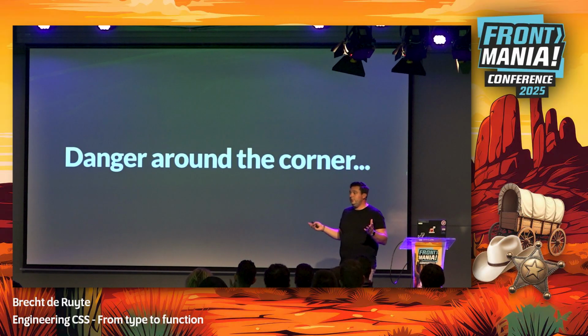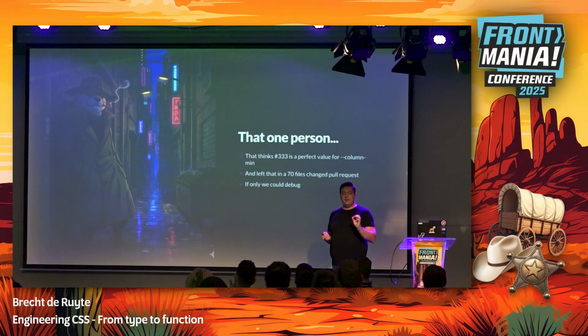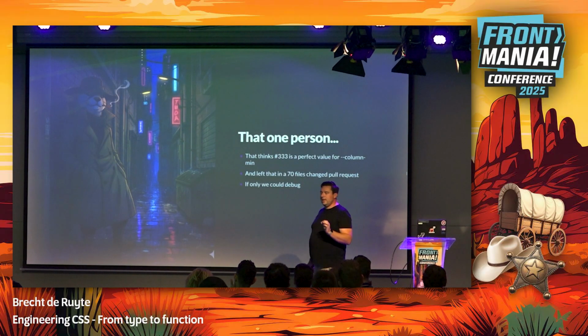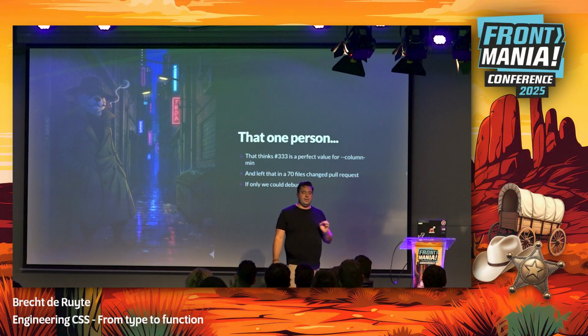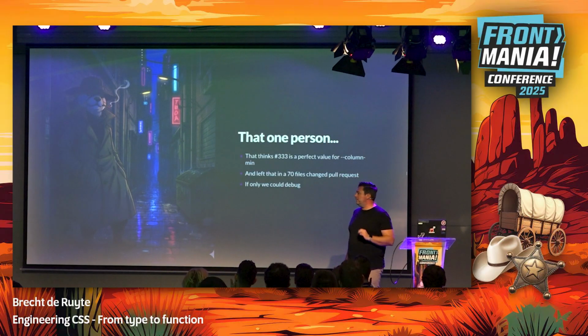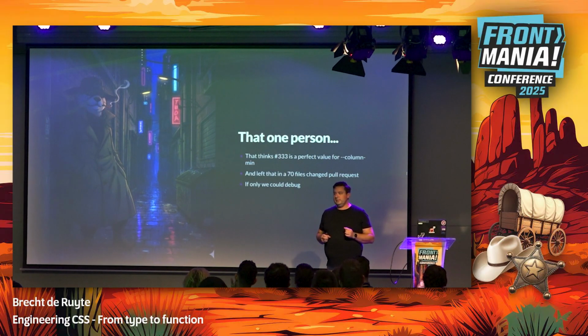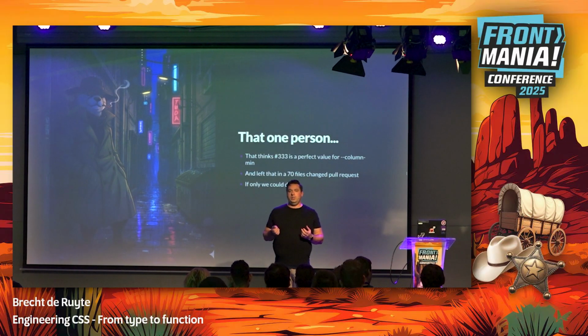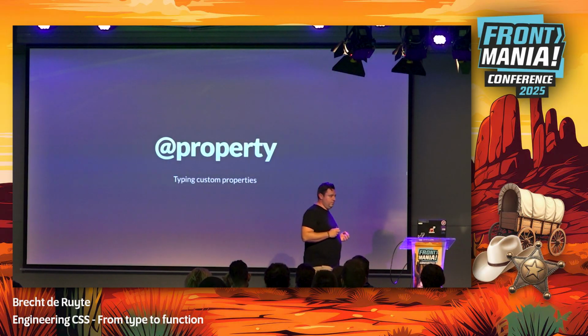But there's danger around the corner, because you always have that one guy, right? That one guy that thinks hashtag 333 is the perfect value for a column minimum, and probably made that change in a 70 files pull request. So what do you do if something like this happened? If only there was a way that we could debug this. And this is where addProperty comes in.